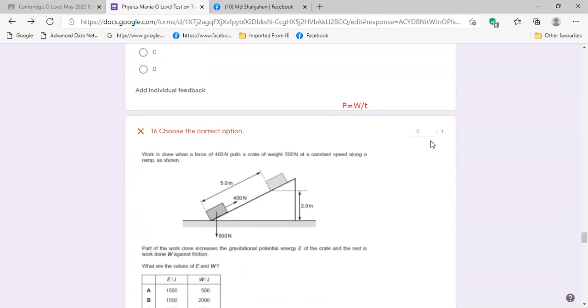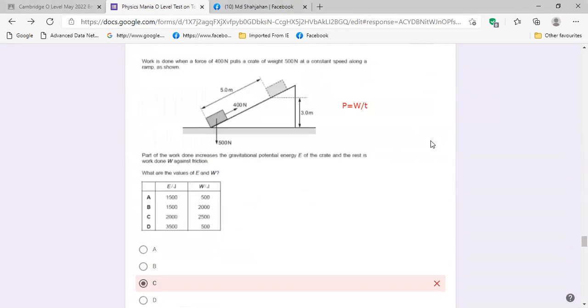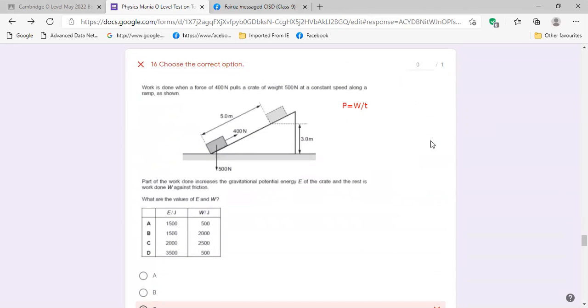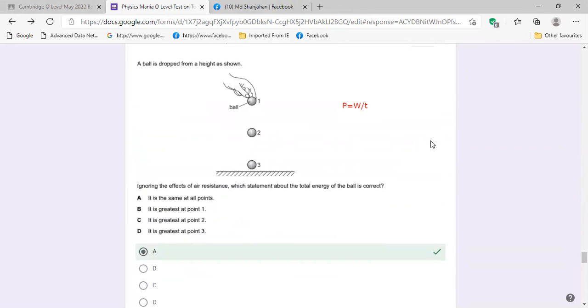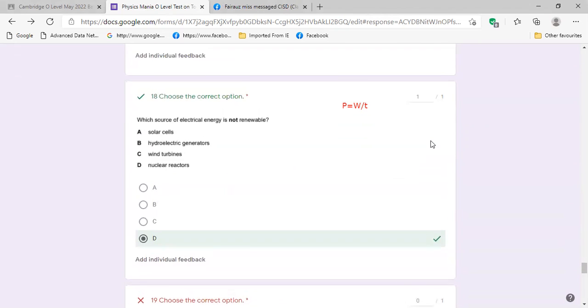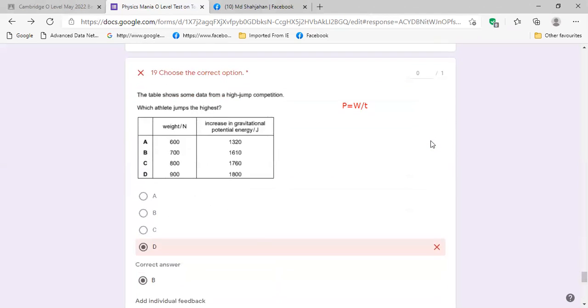This one already discussed, right? Yes, sir, we already discussed it from Miles sir's paper. Okay, so this one is involved with the weight and increase in gravitational potential energy. Which athlete jumps the highest? So how will you do it? Can you figure it out?